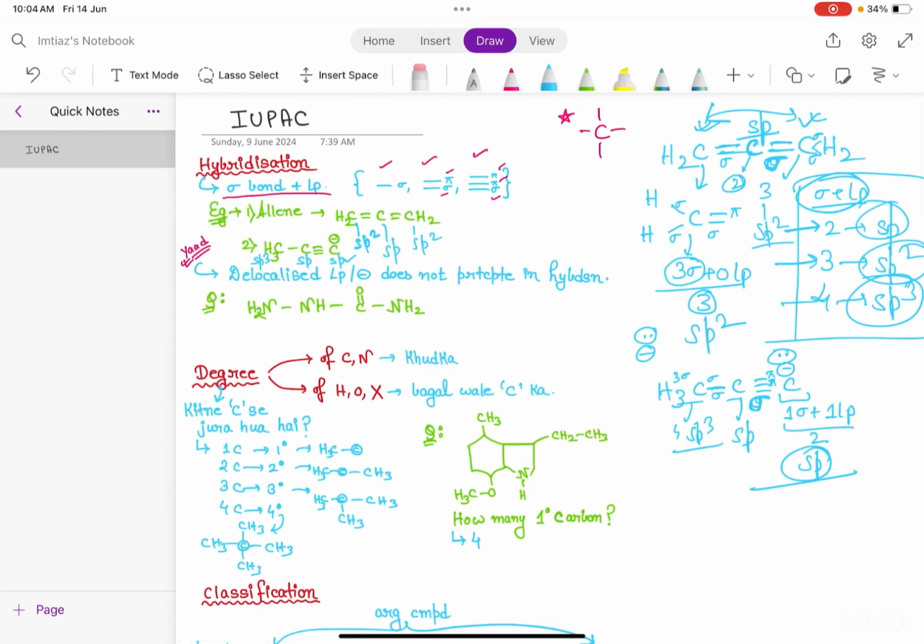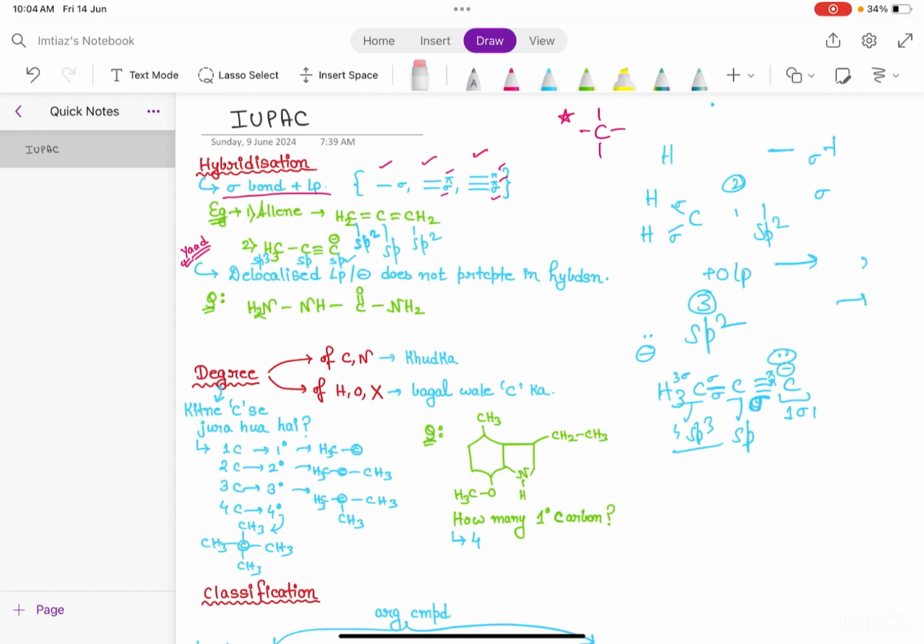Now what is a delocalized lone pair? Delocalized lone pair means resonance. The lone pair or the negative charge which is involved in resonance.